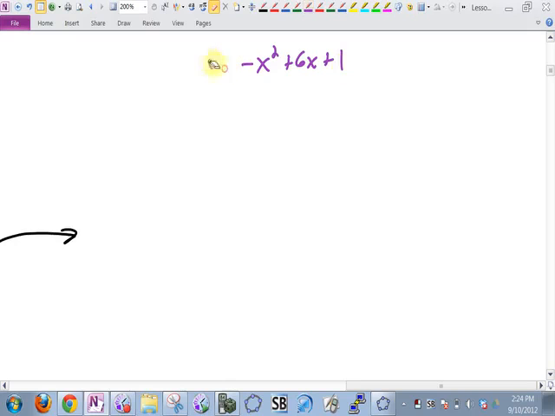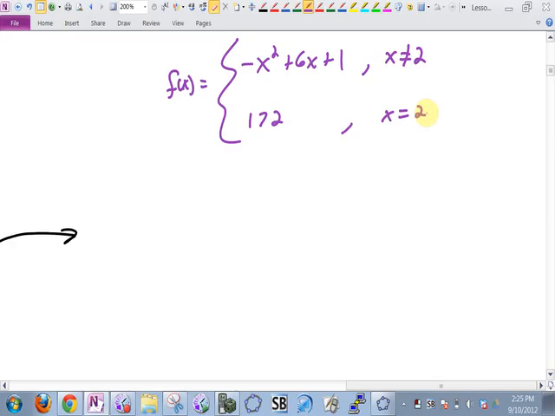Now, what if I change this a little bit? What if I say f of x is negative x squared plus 6x plus 1 if the input is any number other than 2, but will output 172 if the input is 2. Is the graph of that continuous? No, it's a displaced point, right? The domain's still all reals, but it has a displaced point. So therefore, it's discontinuous.